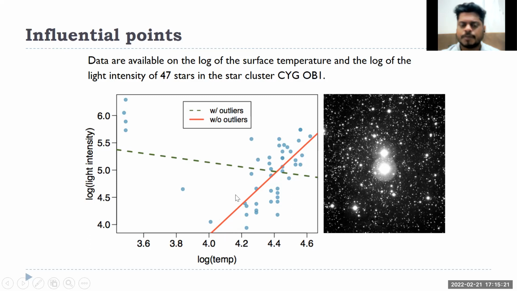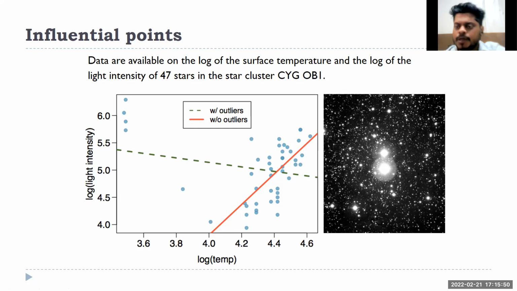So ideally what should happen? As your temperature increases, your light intensity should increase. But in your green dotted line, what is happening? As your temperature is increasing, actually light intensity is decreasing, which is opposite to the logic of physics, right? Ideally, your temperature of the star is increasing, light intensity is increasing. So if I remove that outlier, I'm getting a better explainable or better regression line, right?